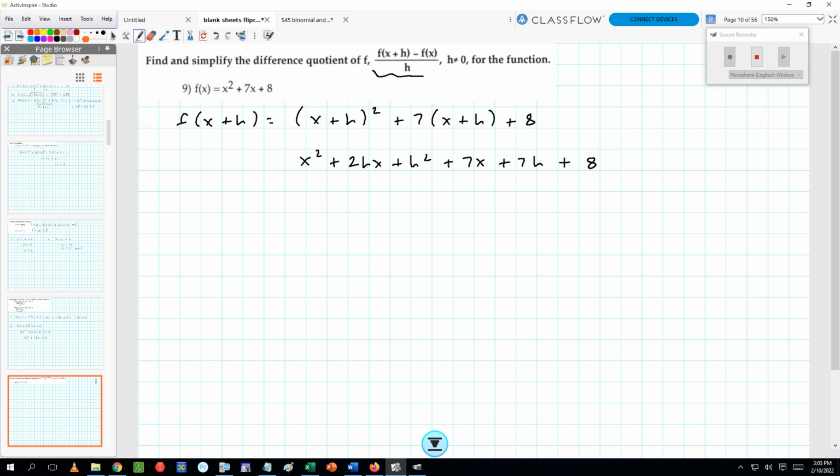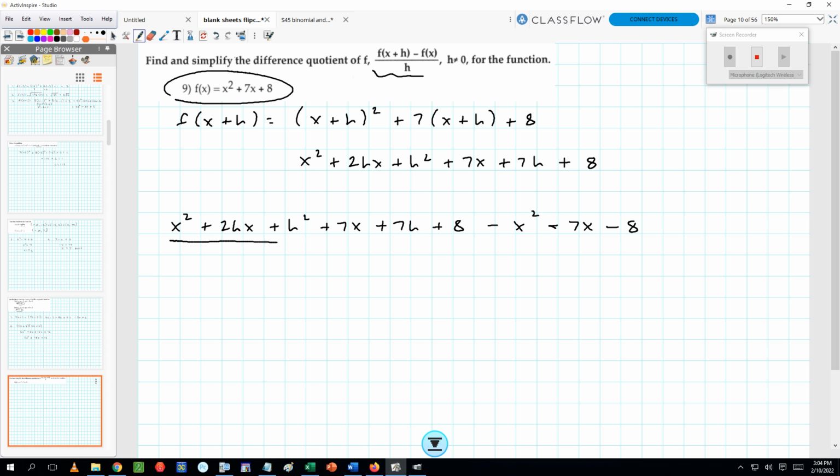So the difference quotient, we'll take the f of x plus h, the thing that I just worked out. And then we subtract the f of x function. So minus x squared, minus 7x, and minus 8. And all of that gets written over an h.